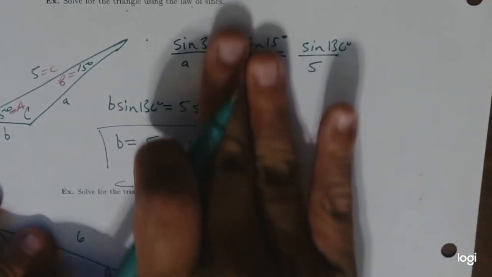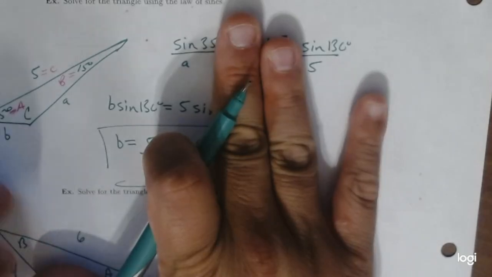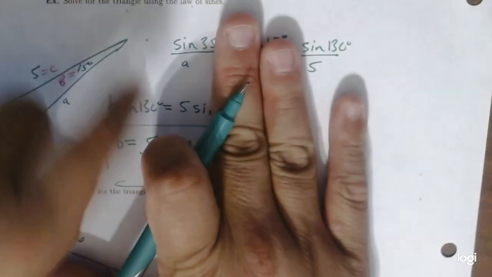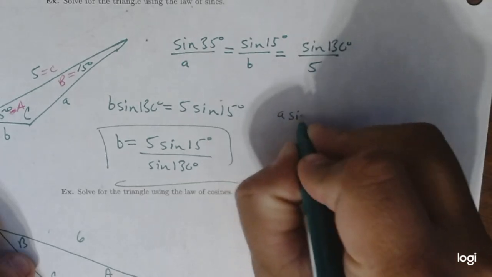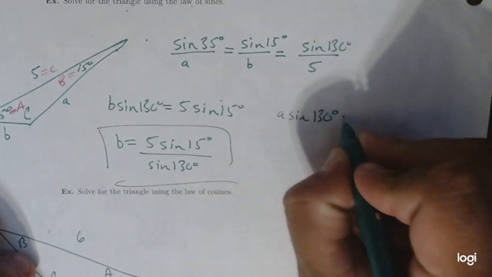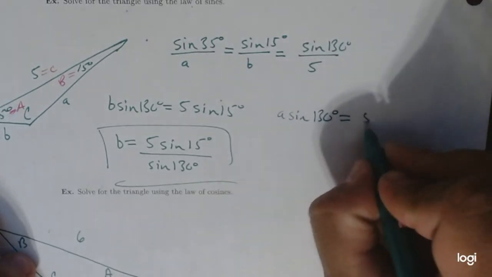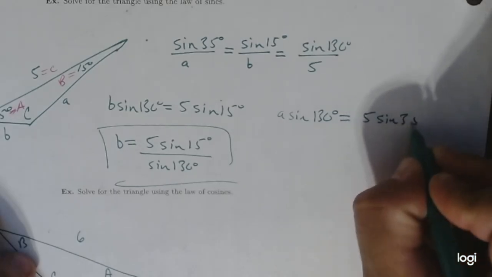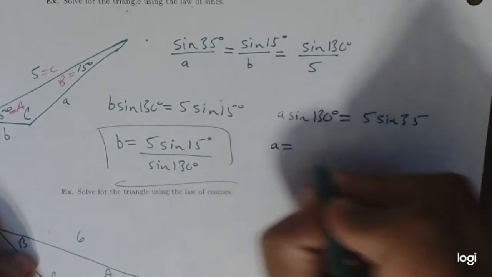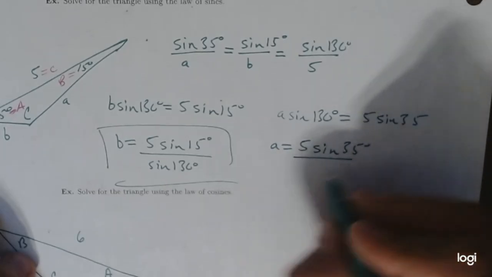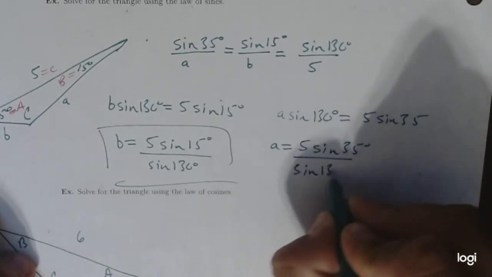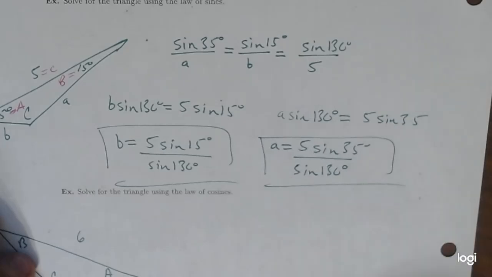And now we can do the last ones. First and last, and just cross multiply the same portion. So A times sine of 130 is equal to 5 times sine of 35. And then same template. And there we go.